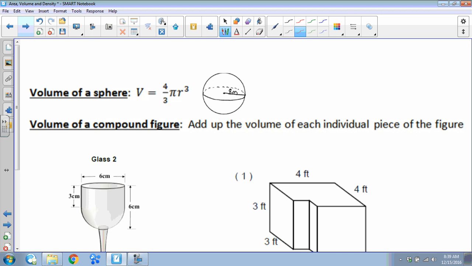If they want you to find the volume of a compound figure, that means more than one. Then you have to add up the volume of each individual piece. You guys remember doing that?